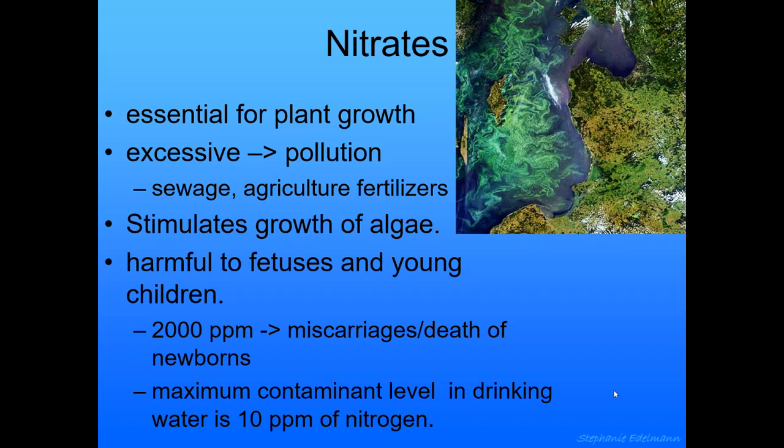When you get to amounts of nitrates greater than 2000 ppm, you end up with miscarriages and deaths of newborns. And so we regulate this one relatively tightly. The maximum contaminant level in drinking water is 10 parts per million of nitrogen.